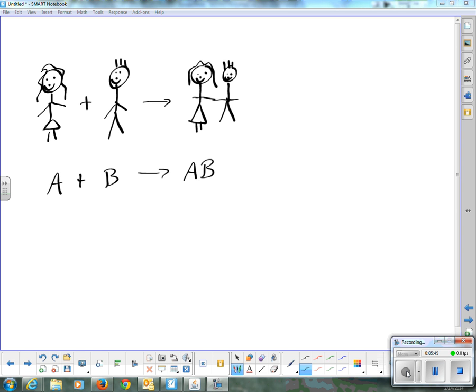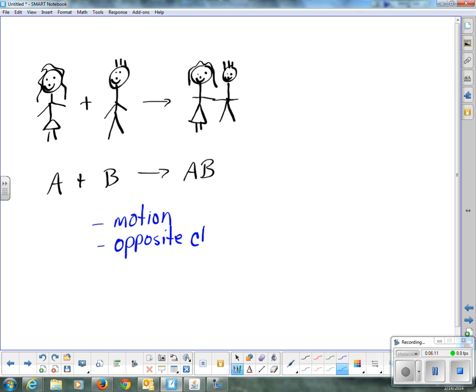So what kind of conditions are necessary for a chemical reaction to occur? Well, they've got to be in motion. What else? Well, they've got to be opposite charge. So they've got to be a boy and a girl. They want to be able to react. They want to be opposite charge or different charges. And they want to be in the right orientation.